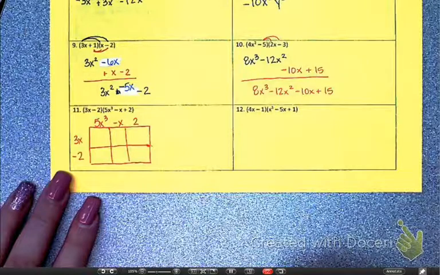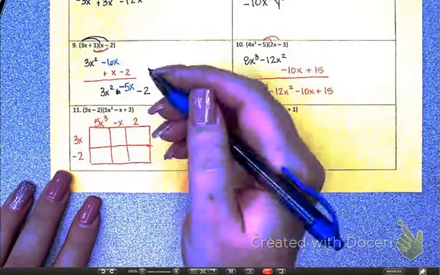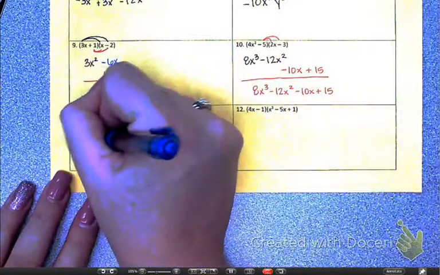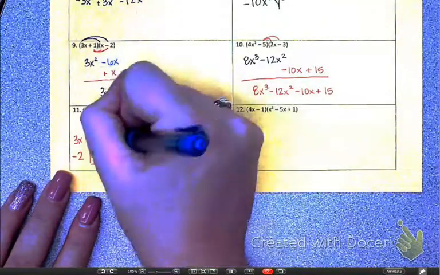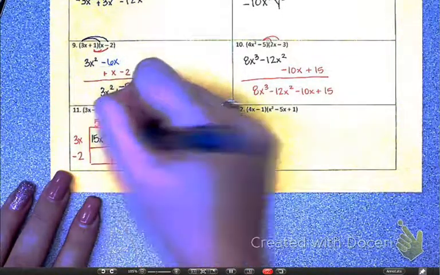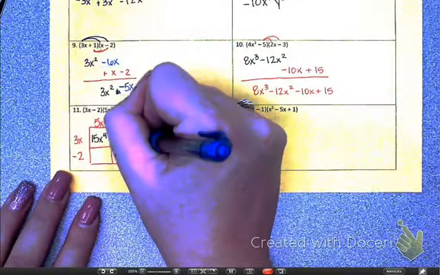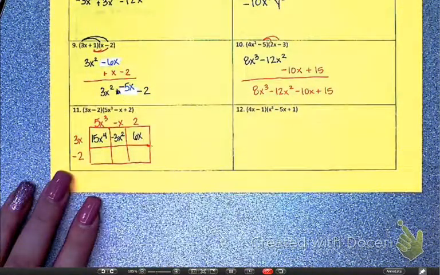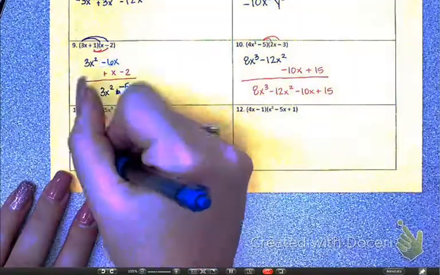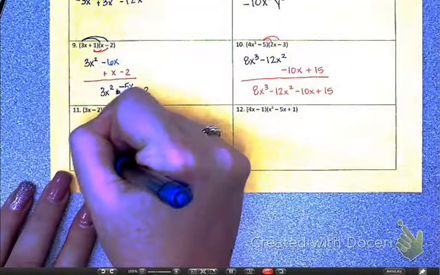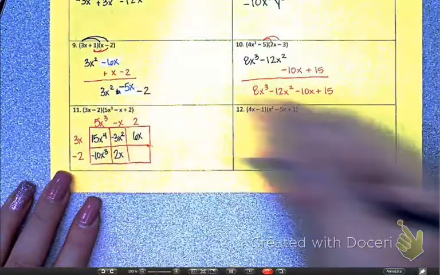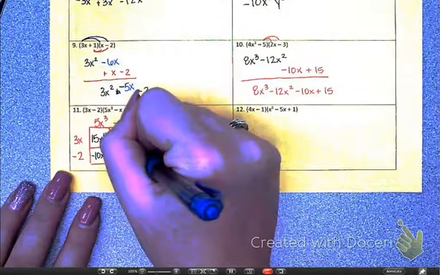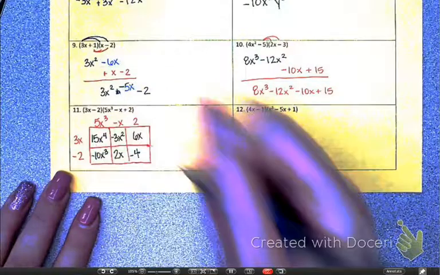To get in the box, we multiply. So 3x times 5x cubed is 15x to the fourth. 3x times negative x is negative 3x squared. 3x times 2 is 6x. Negative 2 times 5x to the third is negative 10x to the third. Negative 2 times negative x is a positive 2x. And negative 2 times 2 is a negative 4.